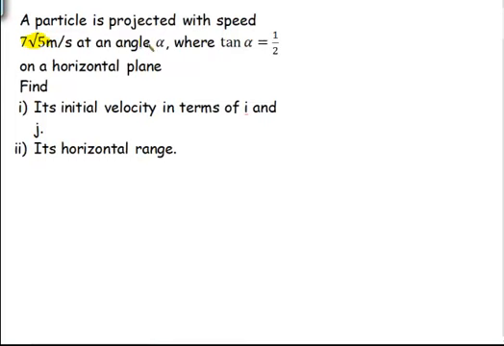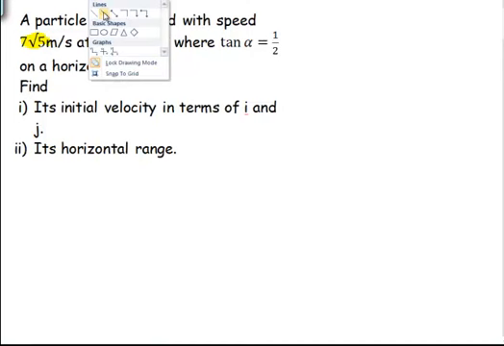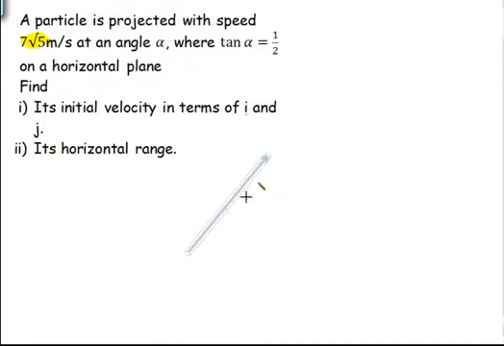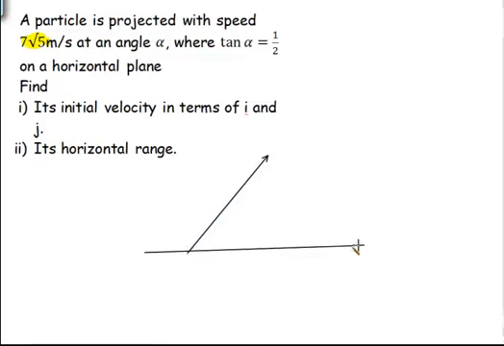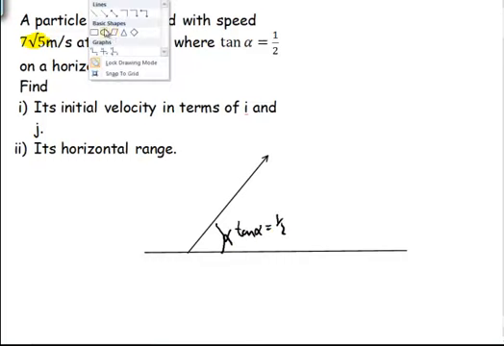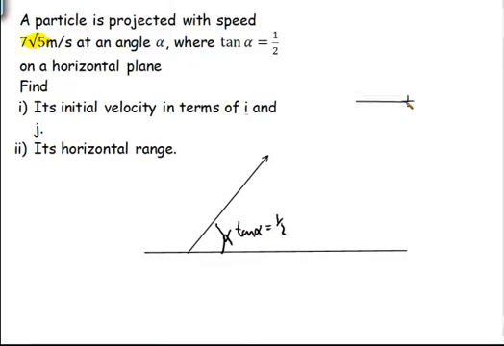We're told that it's projected, so we start maybe with a little diagram. So we've got a particle that's projected up like that maybe. I'll draw the horizontal plane in as well there, something like that. And we are told that it's projected so that this is alpha and tan alpha is equal to a half. Well, when you're told that, always draw a little triangle just to fill in the details.